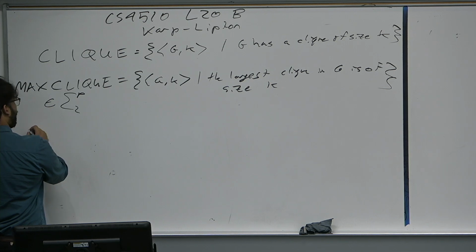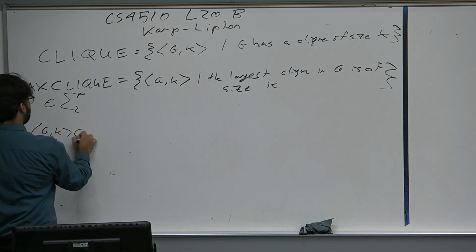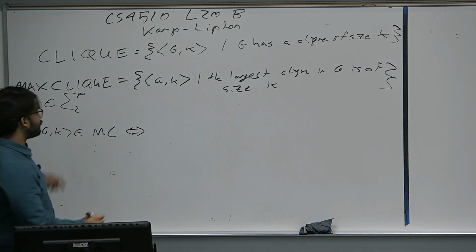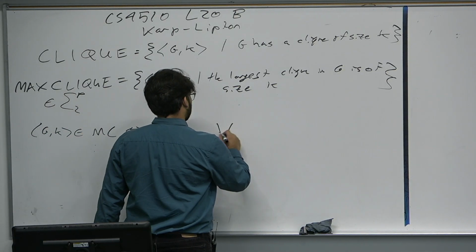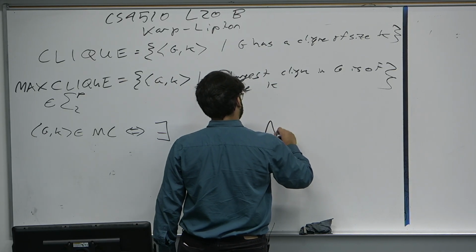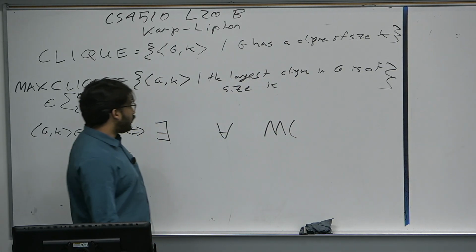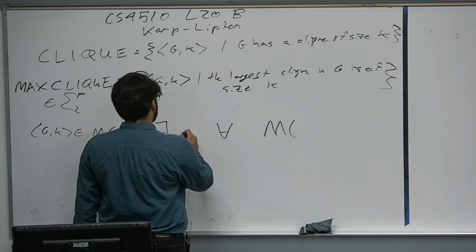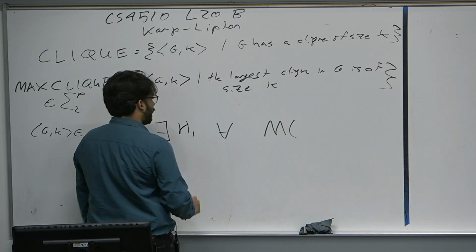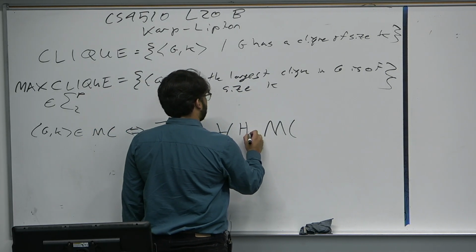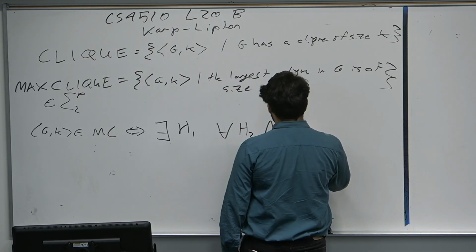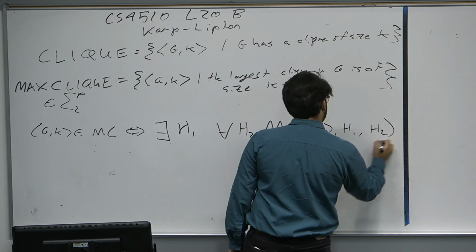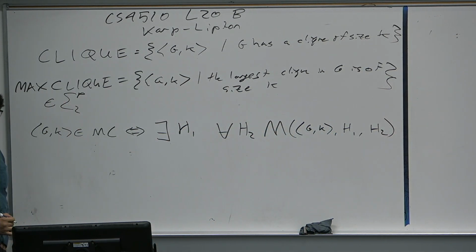Why? We could just say G comma K is in max clique if and only if we get an exists, we get a for all, and then we get our machine. What should there exist? There should exist a clique of size K. So we'll say H1, and then we'll say for all H2, M of G comma K, H1, H2. What should M do? And let's ensure M runs in polynomial time.